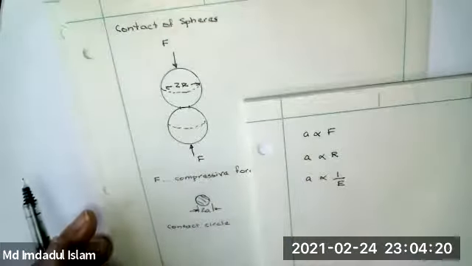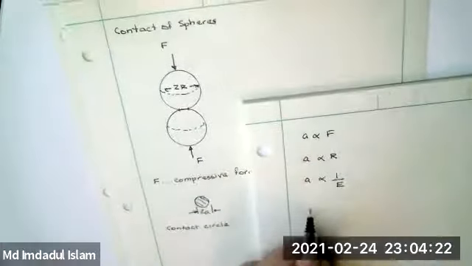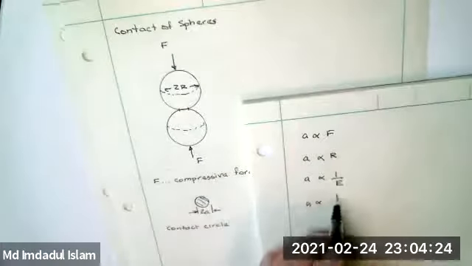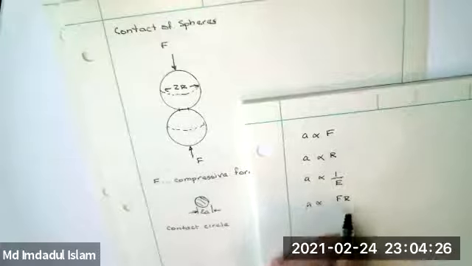So what we expect out of all this then is that A is proportional to F R upon E.